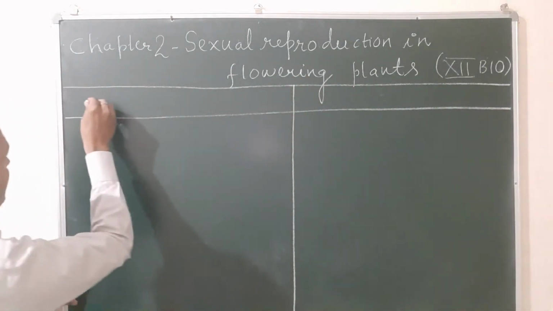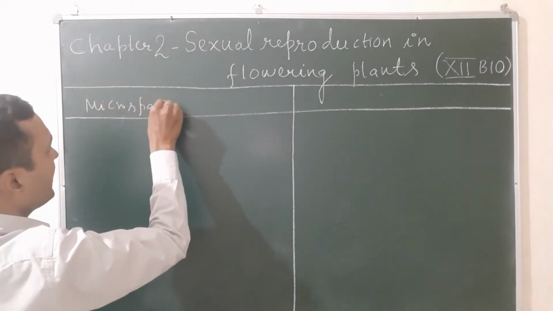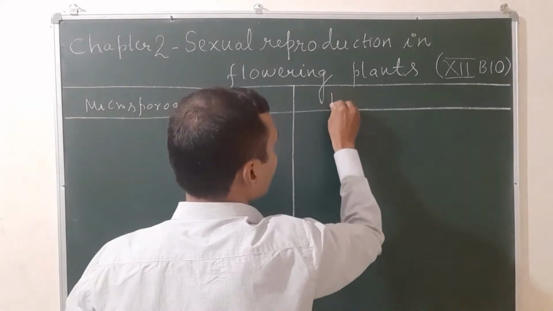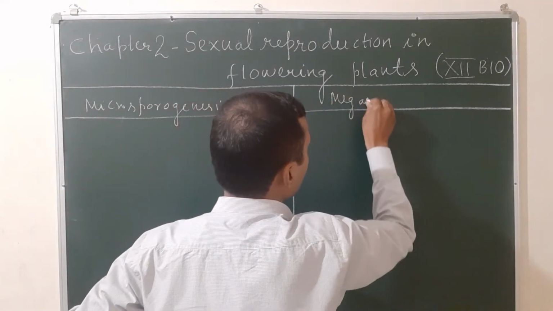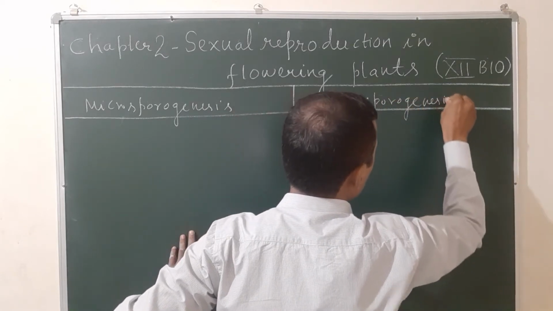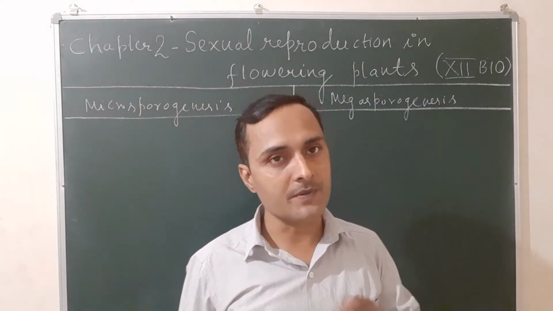The first one is microsporogenesis and the second one is megasporogenesis. Difference between micro and megasporogenesis. So the first difference we can find is on the basis of definition only.